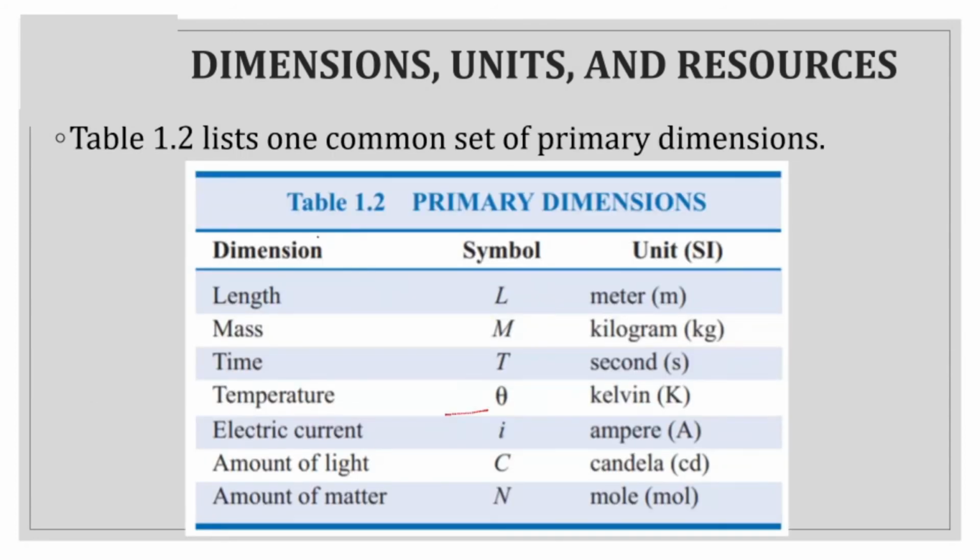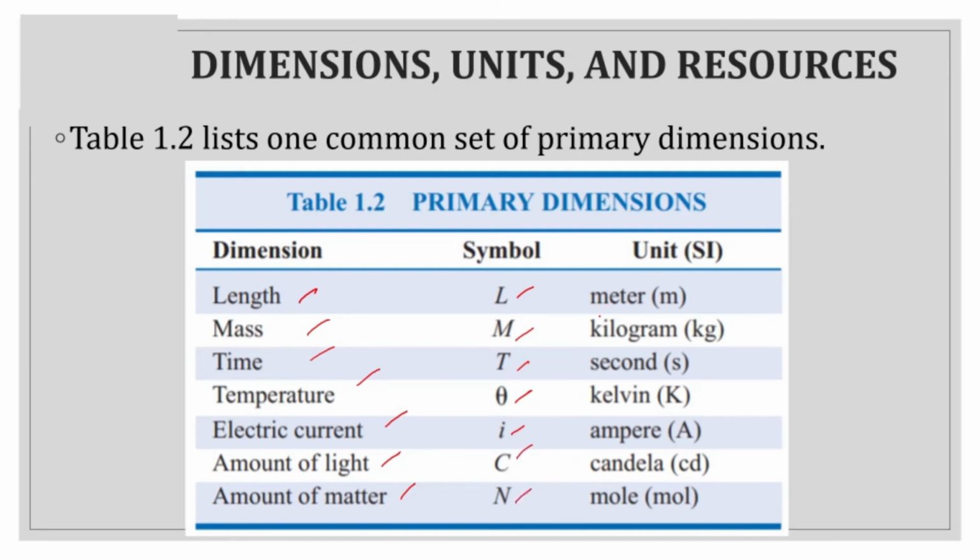So Table 1.2 lists one common set of primary dimensions. As you can see, we have these dimensions: length, mass, time, temperature, electric current, amount of light, and amount of matter. These are the normal symbols for those dimensions: L for length, M for mass, T for time, theta for temperature, I for current, C for amount of light, and N for amount of matter.